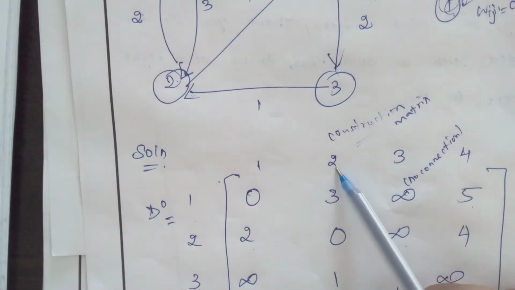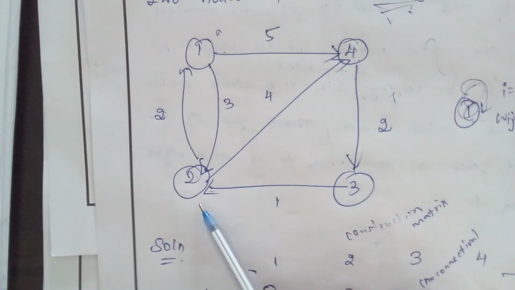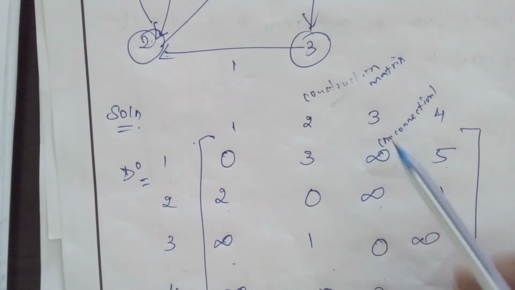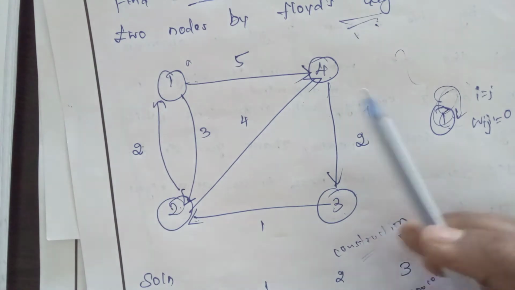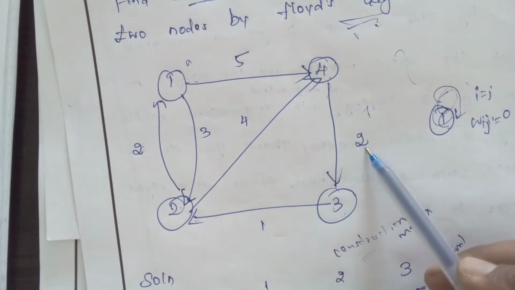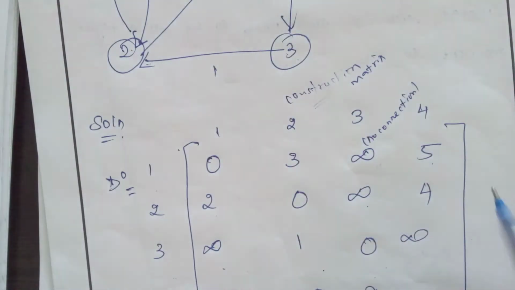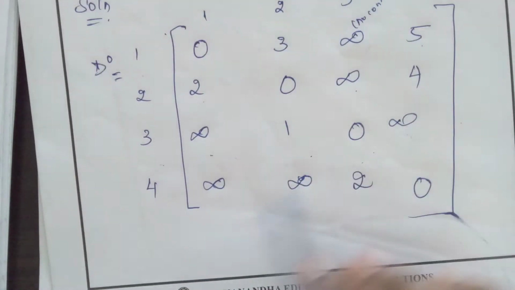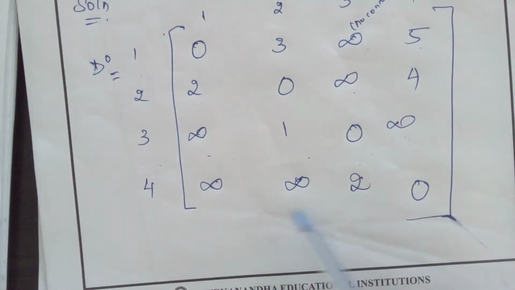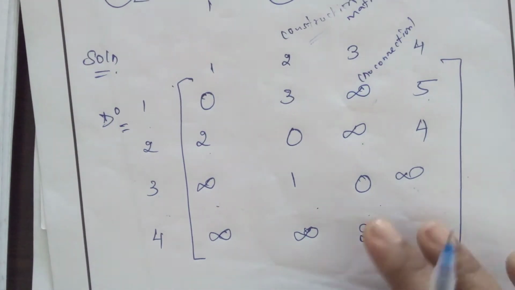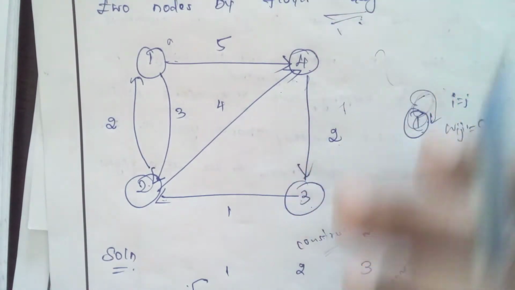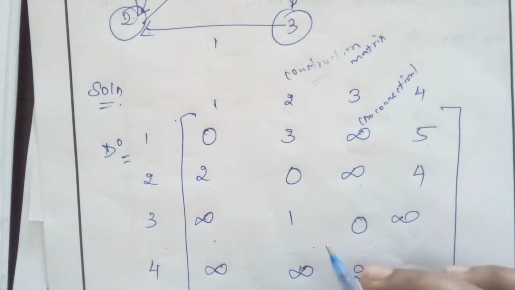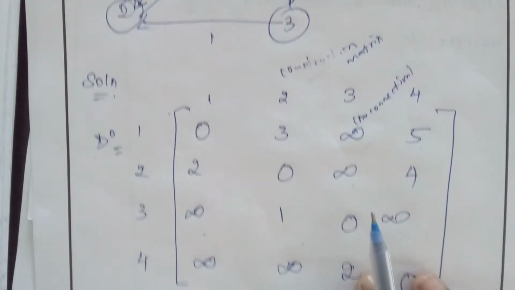And 3 to 2 is 1, 3 to 3 is 0 and 3 to 4 infinity. See, there is no connection from 3 to 4, because 4 to 3 only we have the weight 2. Not 3 to 4, so we can return it as infinity. And same like this, 4 to 1 infinity, 4 to 4 is 0. Like that you have to frame the matrix. Simply the graph is given in your problem, you have to transform it into a matrix format, that is D0, the initial matrix.